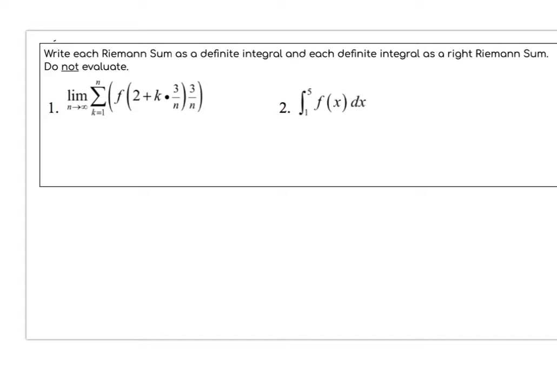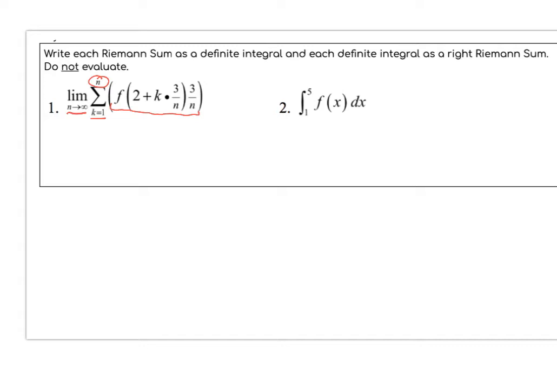So let's look at the sigma notation first, in other words, this Riemann sum. This is telling us that we're going to have an infinite number of pieces, from piece 1 to the nth piece. That's looking at all of these pieces being put together. We've got some kind of a function, f of 2 plus k times 3 over n. So let's figure this out.